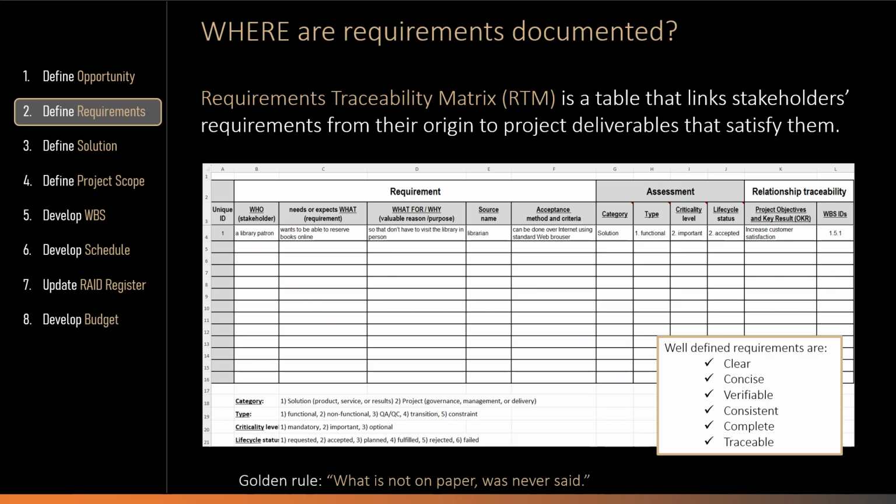Also, if existing requirements need to be changed during project execution, the requirements traceability matrix provides valuable information about which stakeholders should be informed, which project objectives may be affected by the change, and which WBS, so work breakdown structure, elements may need to be modified.